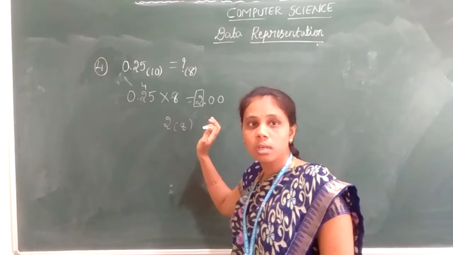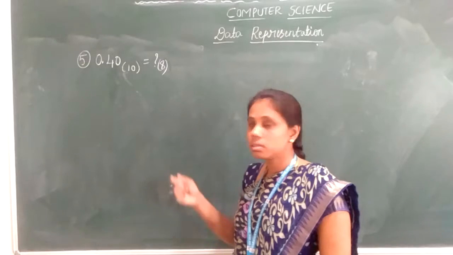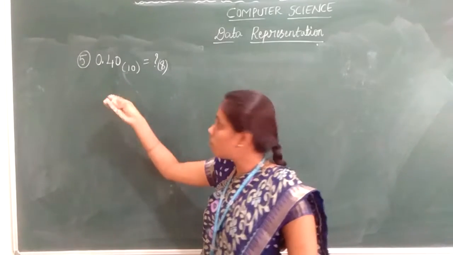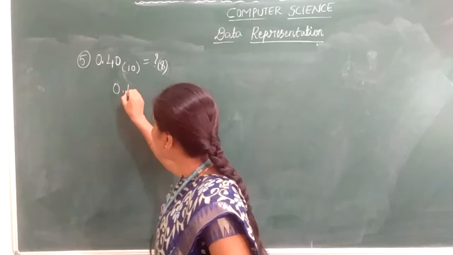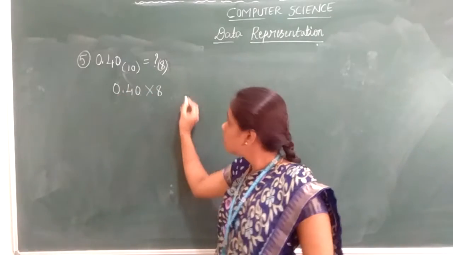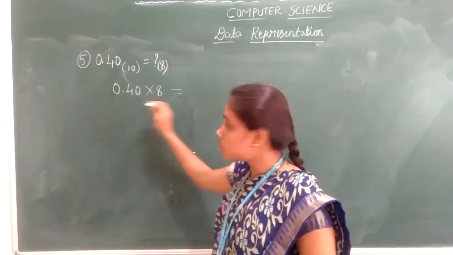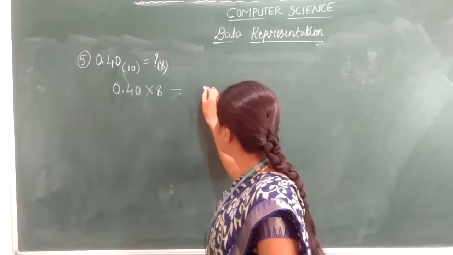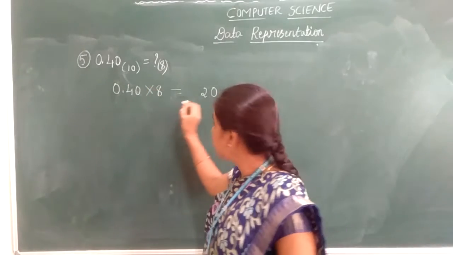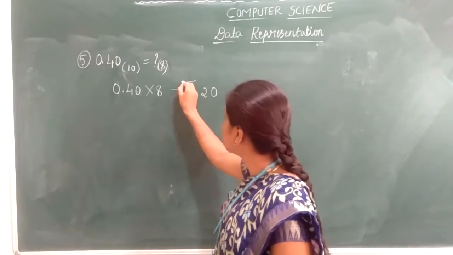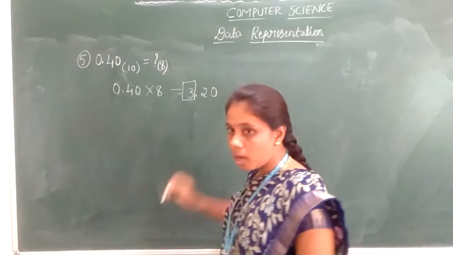Now we will see one more fractional example. This is one more fractional part example. Take this fractional part 0.40, multiply it by 8. Now 8 into 0 is 0. 8 fours are 32. So 3 carry. I will write 3.20. Now note down this integer part.